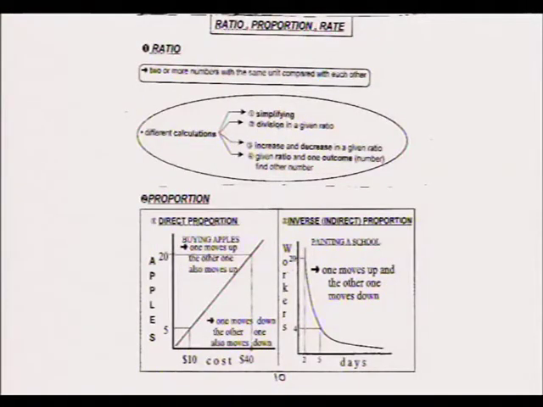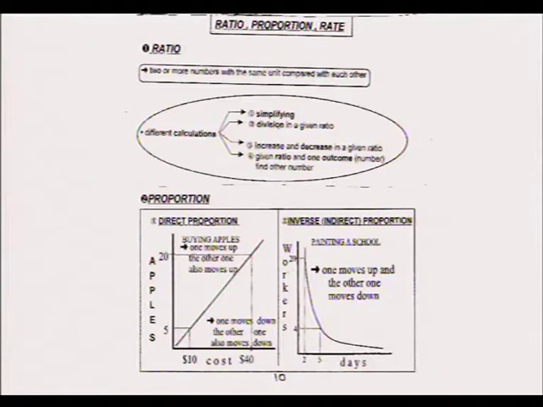Right, then we have ratio, proportion and rate. The ratio, 2 or more numbers with the same unit compared with each other. There you see the different calculations that could be done. You can simplify, you can divide, you can increase, make it more, or decrease when you are making it less, and given ratio and one outcome.